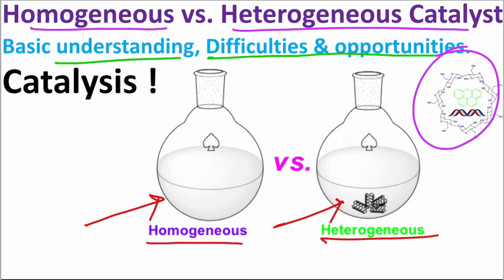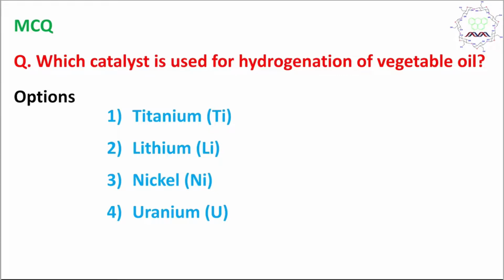Now let's start. Before going to details, one MCQ. Question is, which catalyst is used for hydrogenation of vegetable oil? 4 options are provided. I request you please pause the video and write your answer in the comment box, and definitely at the end of the discussion you will get the right answer.